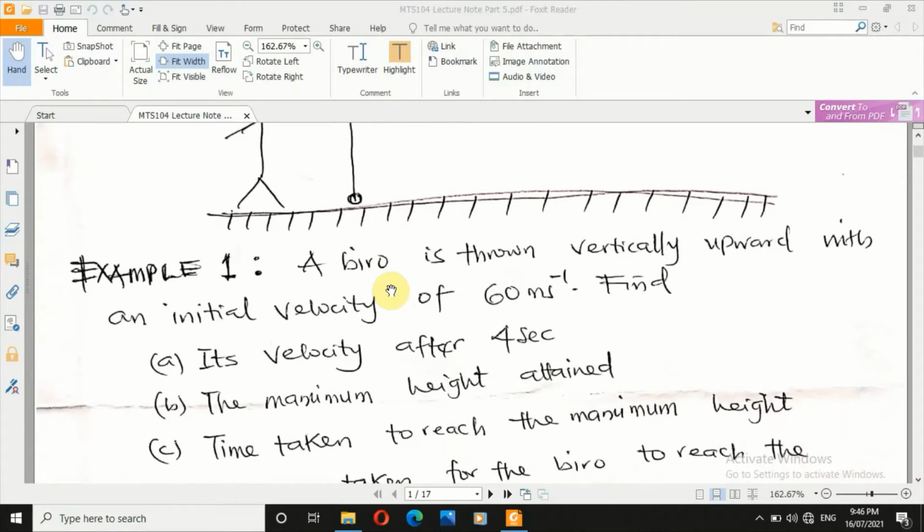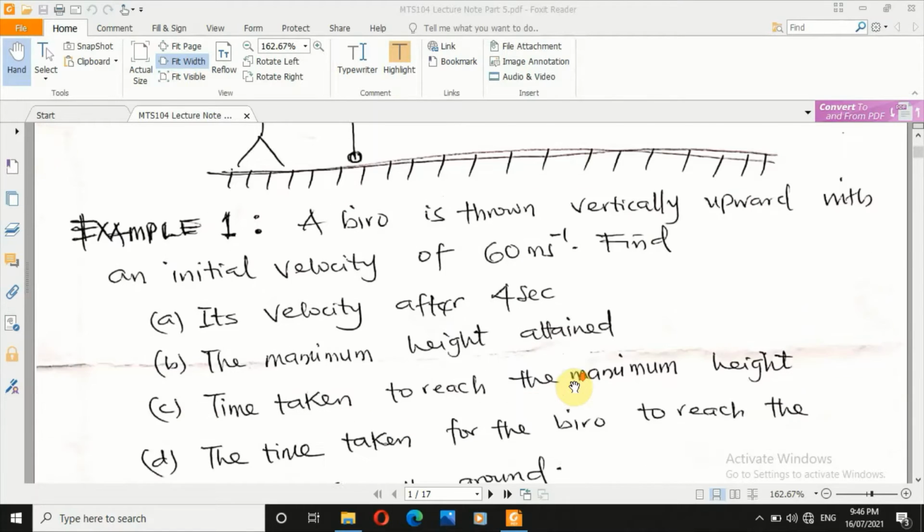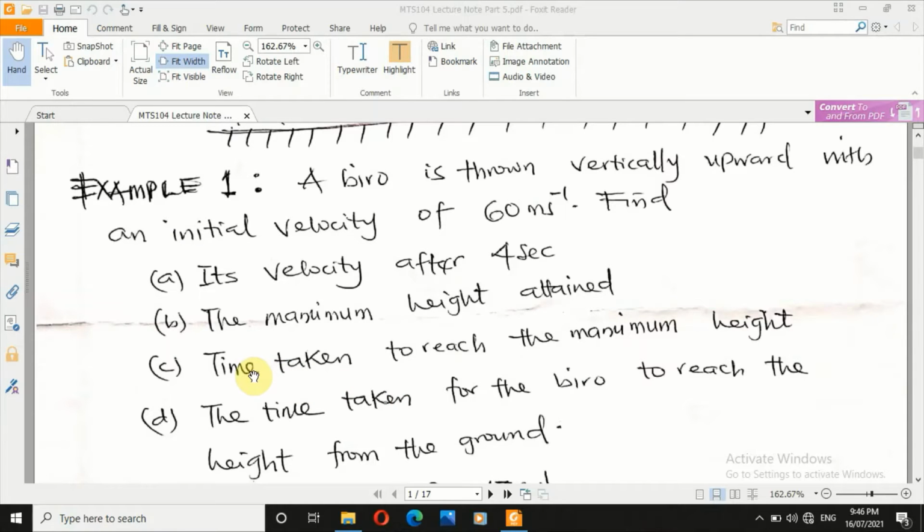Now let's consider example 1. A barrel is thrown vertically upward. Don't forget, looking at that word, vertically upward, it means that the acceleration is minus g, with an initial velocity of 60 meters per second. We are asked to find the velocity after 4 seconds that the object has been thrown up, and the maximum height that the object will reach. The third question is that we should calculate the time taken for the object to reach the maximum height. And number D, we should get the time taken for the barrel to reach the height from the ground.